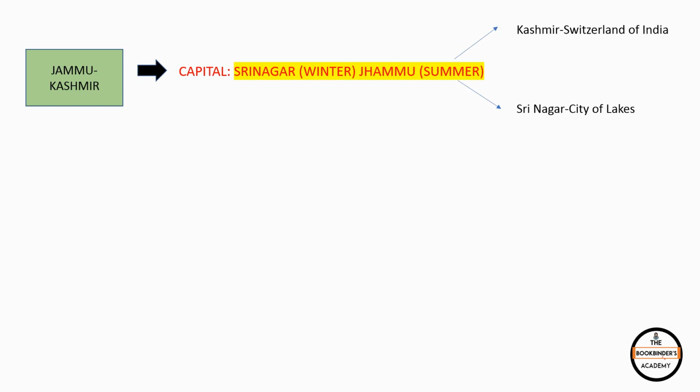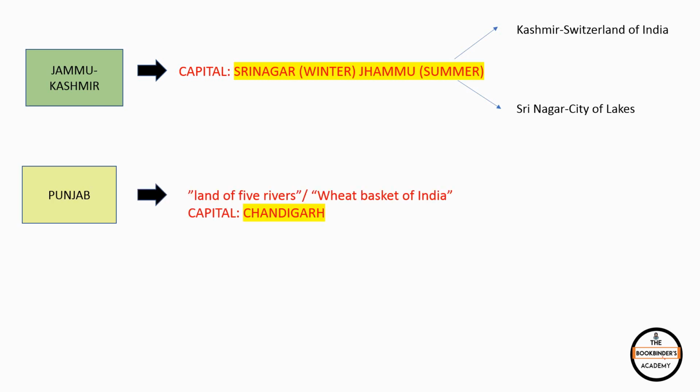Now let's move on to the next state, that is Punjab. Punjab has one capital, that is Chandigarh, and it is referred to as the land of 5 rivers, the wheat basket of India. Now, why is Punjab referred to as the land of 5 rivers? Before partition, when Punjab was one landmass, all the 5 rivers, that is Indus along with its tributaries, flowed in the land of Punjab. But today, one part of Punjab is in Pakistan and the other in India. Even today, though, it is referred to as the land of 5 rivers.